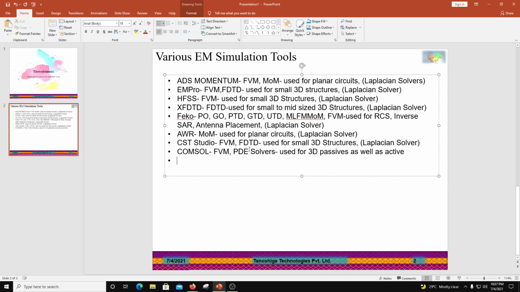Well, I'm not going into detail of that. Then there are some others which are used for very small nano devices like FinFETs, right? So I'm not going to go into multiphysics here.